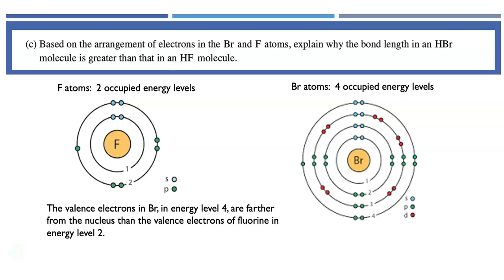So how do I explain it? Well, the valence electrons in bromine, which are at energy level 4, are inherently farther from the nucleus than the valence electrons of fluorine that are in energy level 2. As we add additional energy levels, they get farther away from the nucleus. And I needed to state that explicitly. Therefore, the bond length in HBr is longer than the bond length in HF.